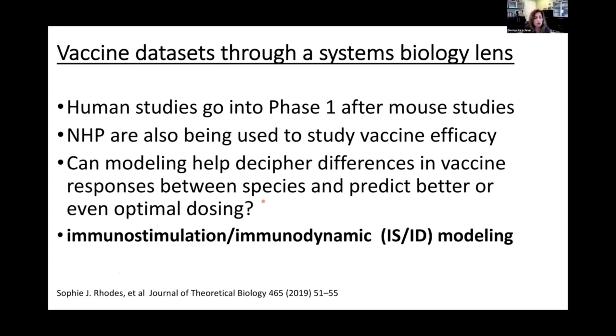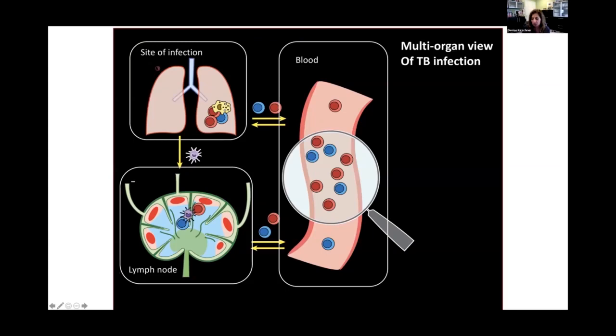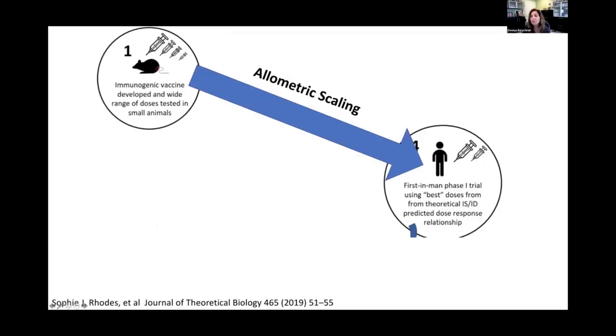A few years ago, Sophie Rhodes and a group of us wrote a paper on immunostimulation and immunodynamic modeling. So let me just review this. The idea is we figure out the best dose range with vaccines, what's the most immunogenic, and then we pass that to humans by scaling up allometrically. There are a lot of problems with that idea, namely the immune responses between animals and humans are different. The scaling may not be the only thing. It could be nonlinear scaling. And so that may not be the best approach.